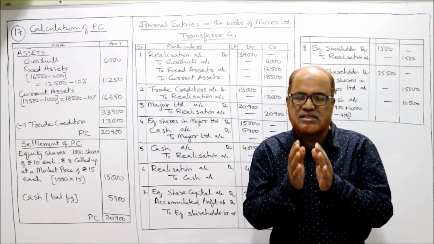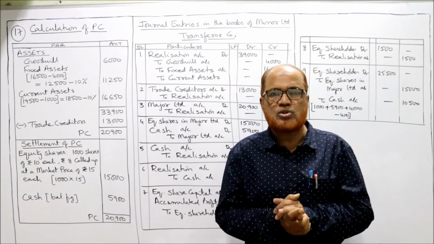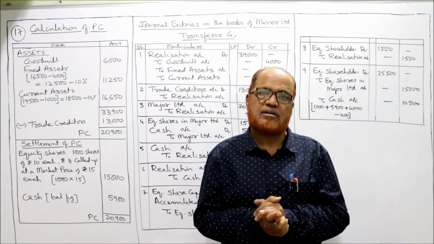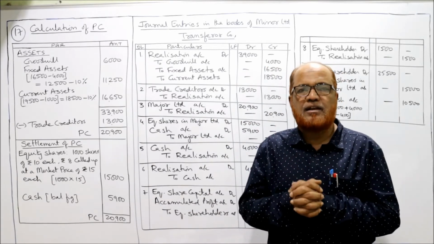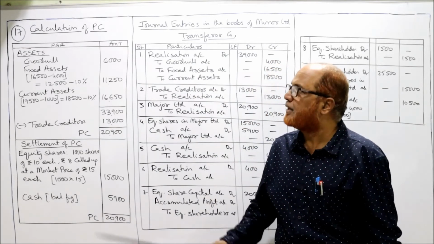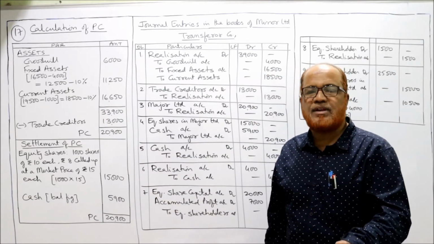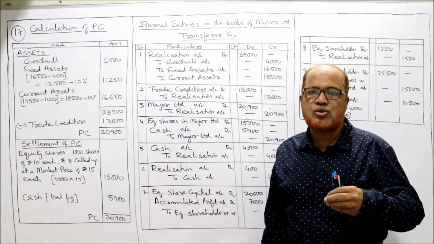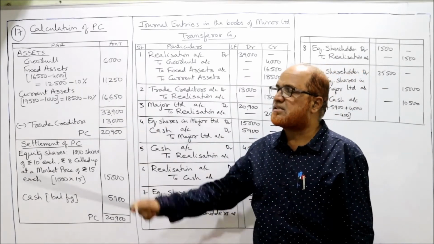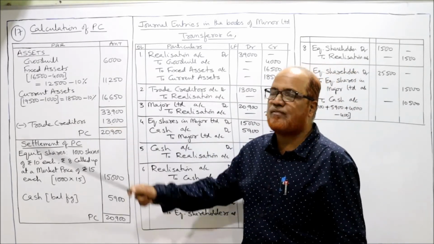We have to pass the journal entries only in the books of the transferor company, not in the books of the transferee company. The transferor company is Minor Limited. So before passing the entries in Minor Limited, first of all we calculate the purchase consideration, PC. Now see here, calculation of PC: goodwill 6,000. That means it is given in the problem that Major Limited is going to pay 6,000 rupees for goodwill of Minor Limited. Fixed assets: the total fixed assets as per the balance sheet of Minor Limited is 16,500.